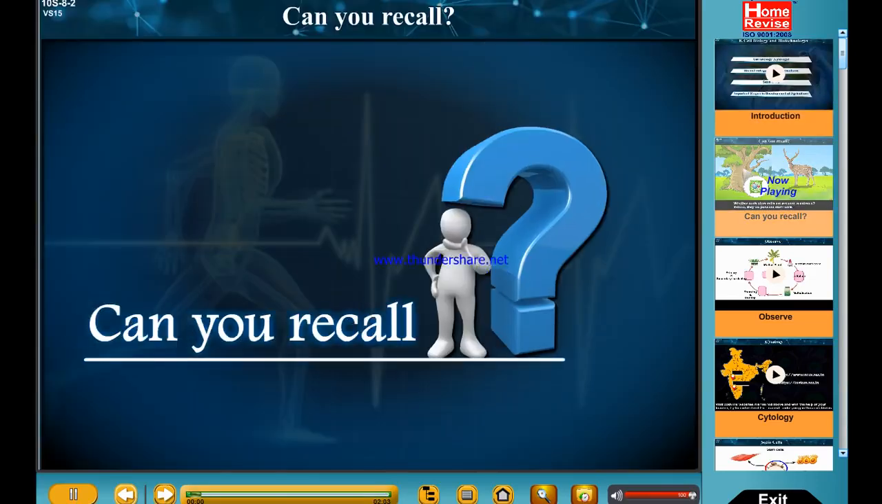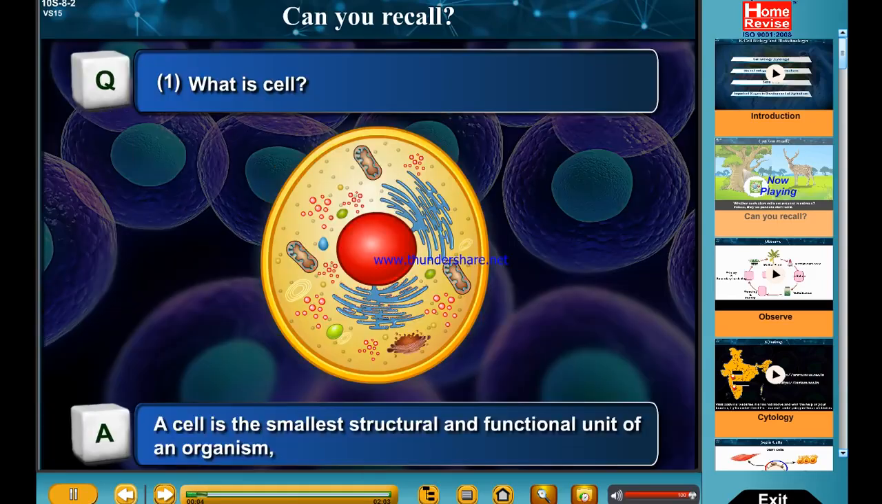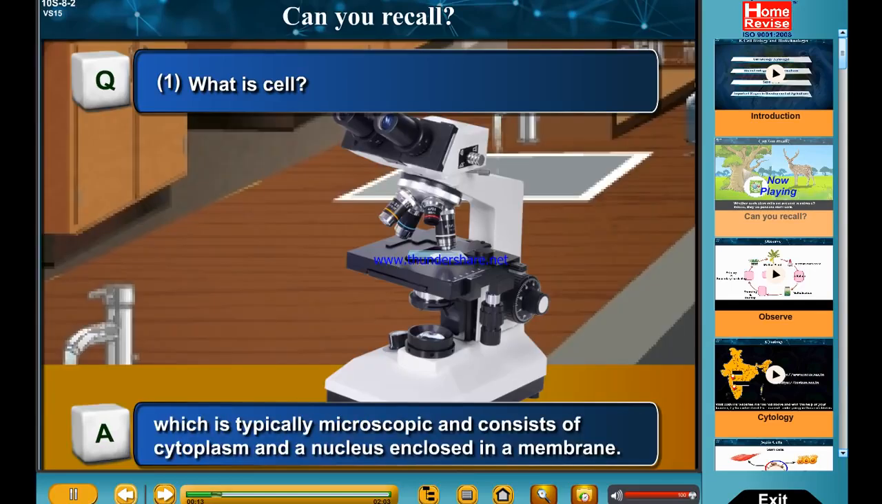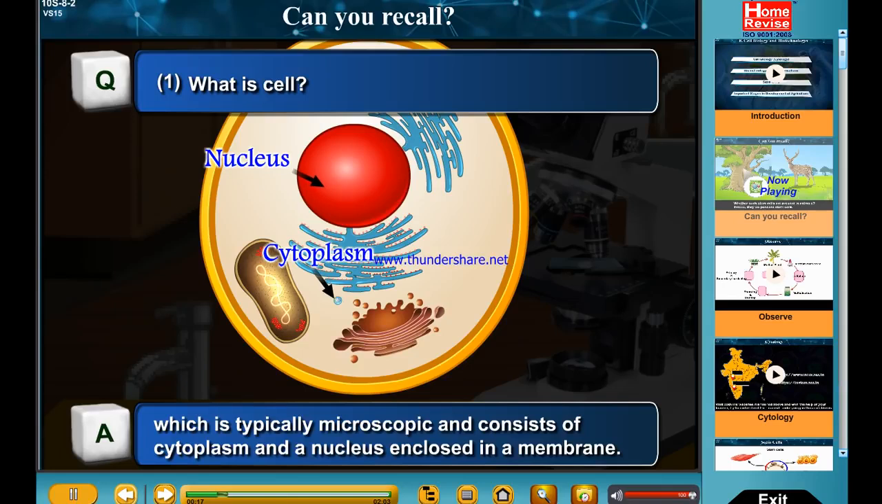Can you recall? 1. What is cell? Answer. A cell is the smallest structural and functional unit of an organism, which is typically microscopic and consists of cytoplasm and a nucleus enclosed in a membrane.